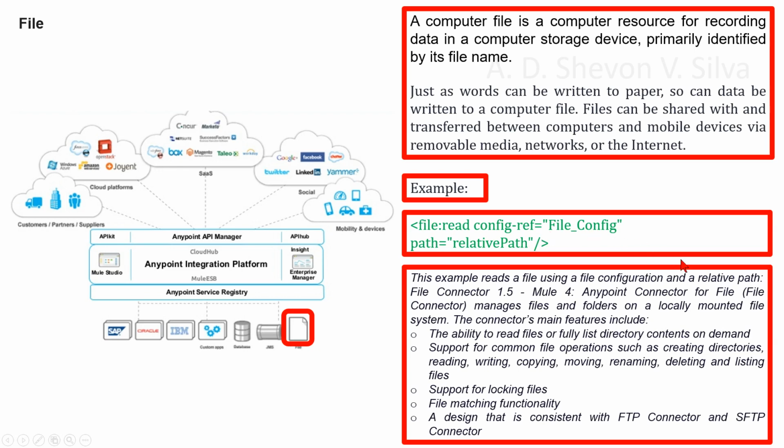In Anypoint Studio, you can set the path in the file path field, and in XML use the path attribute of the file read statement to specify the path. If no configuration is referenced, the working directory defaults to the value of the user.home system property. If the system property is not set, the connector fails to initialize. This example reads a file using the file configuration and relative path.